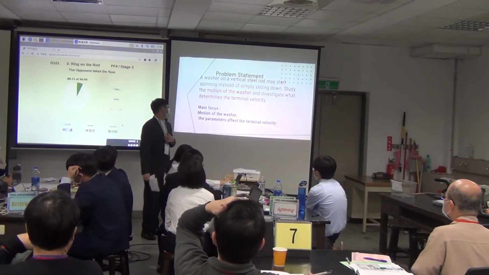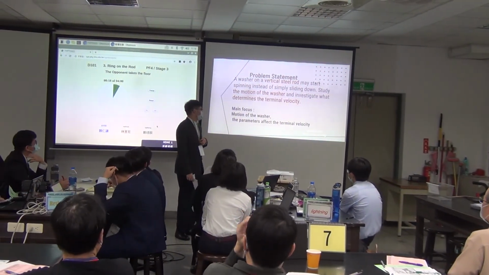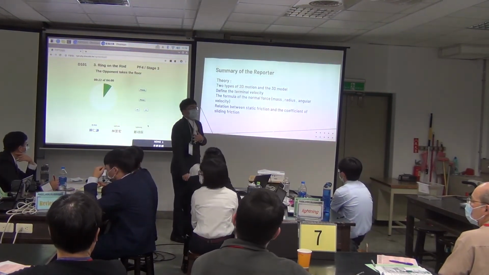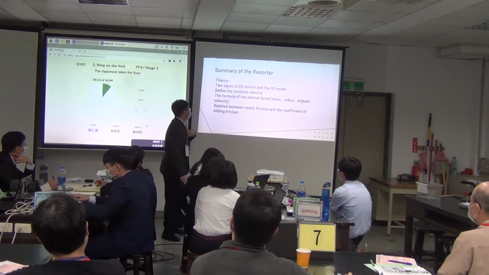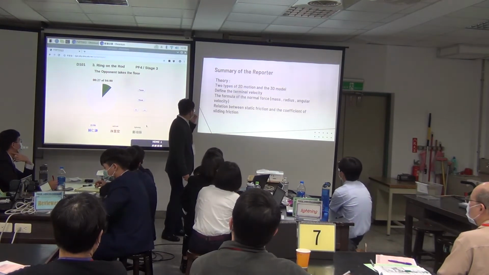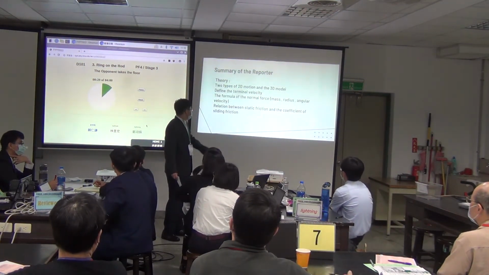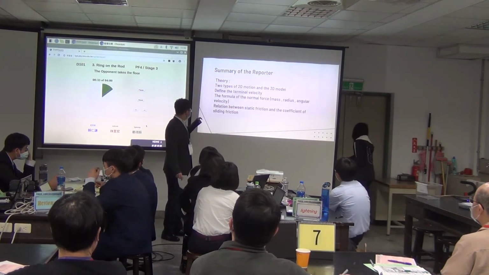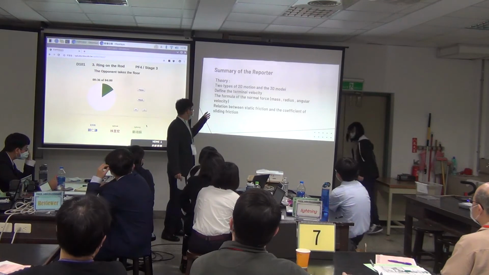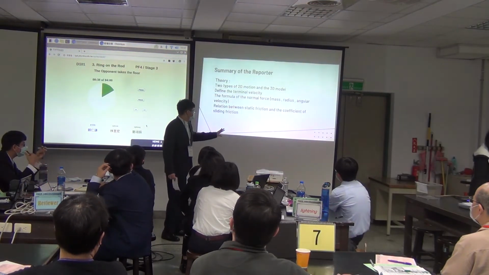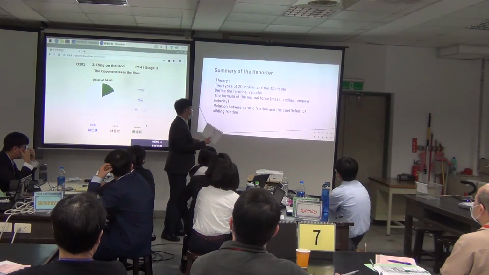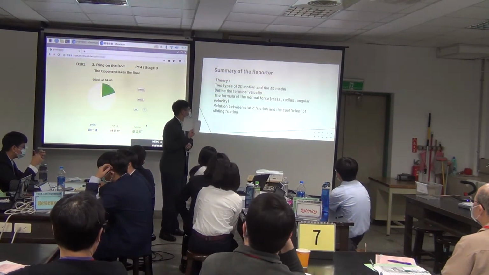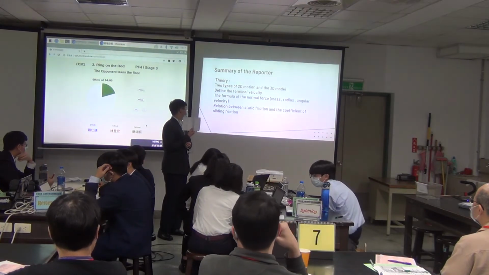Their main focus is the motion of the washer and the parameters that would affect the terminal velocity. And the summary of the report is that there are two types of 2D motion and a 3D model, and they define the terminal velocity. And they have the formula of the normal force, for example, with the mass, the radius, or the angular velocity. And they have the relationship between the static friction and the coefficient of sliding friction.